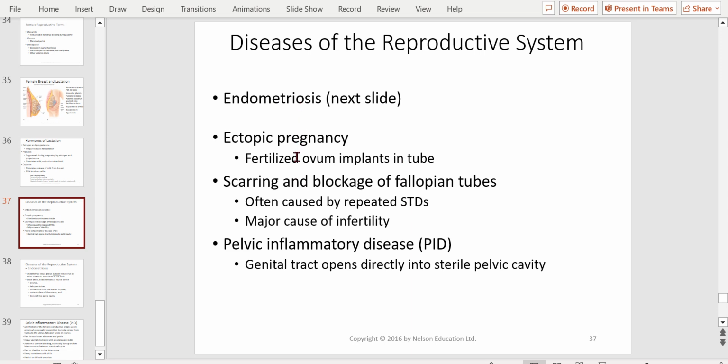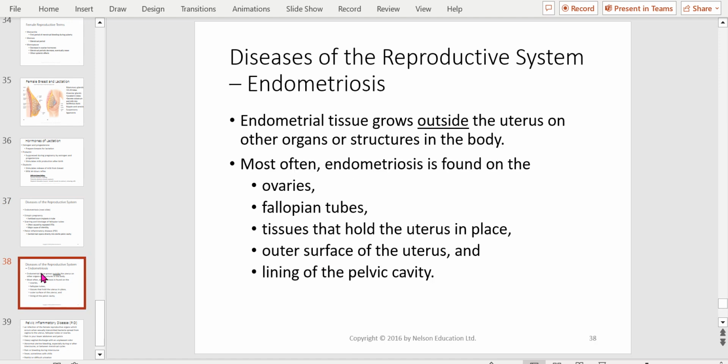Ectopic pregnancy, we kind of talked about it. This is where the fertilized ovum implants in the fallopian tube. Quite devastating. Scarring and blockage of the fallopian tubes, often caused by repeated sexually transmitted disease exposure, is a major cause of infertility. PID, pelvic inflammatory disease. Genital tract opens directly into a sterile pelvic cavity. Okay, so just got to be careful. Bugs can get in anywhere.